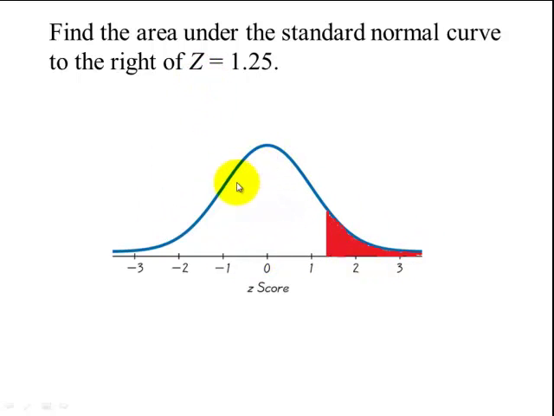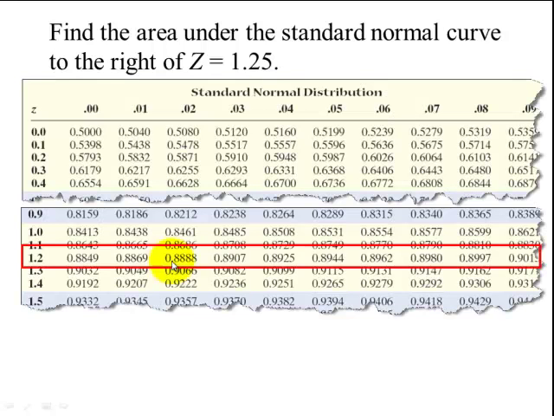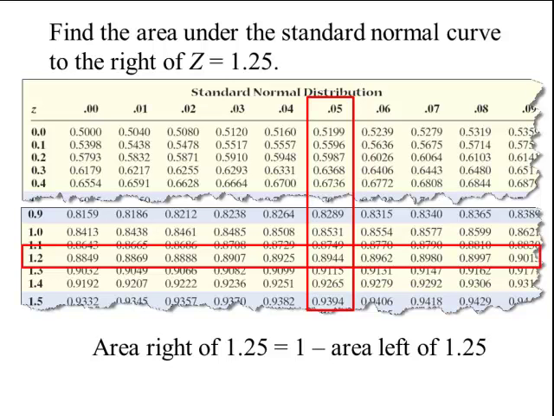So what we're going to do is look up this area to the left because the table only gives us area to the left, and then we're going to do 1 minus that value. So we first look at our row component, 1.2, our column component, 0.05, and we see that the probability is 0.8944. Now because we're finding area to the right, we have to do 1 minus 0.8944, which gives us 0.1056, and that number agrees with our picture.